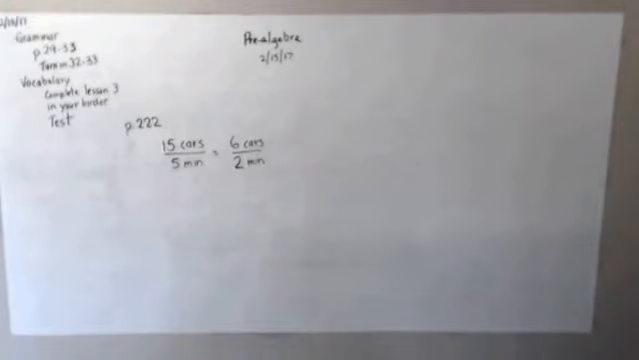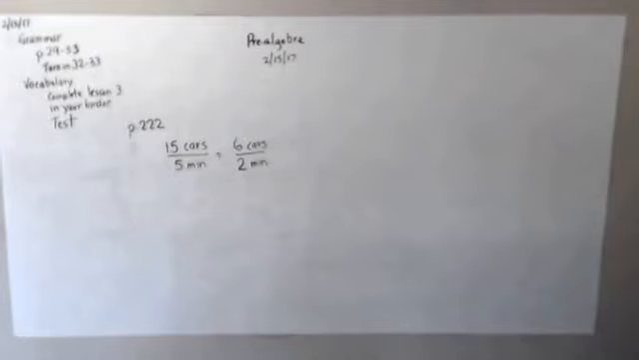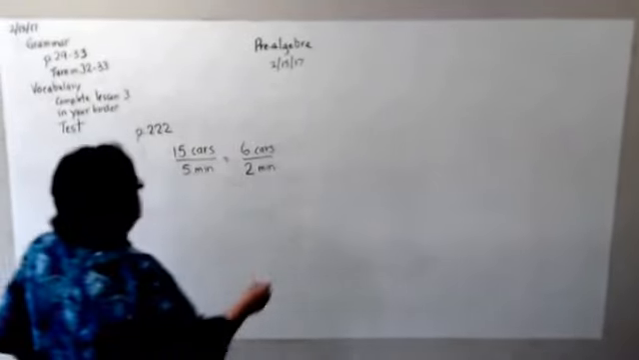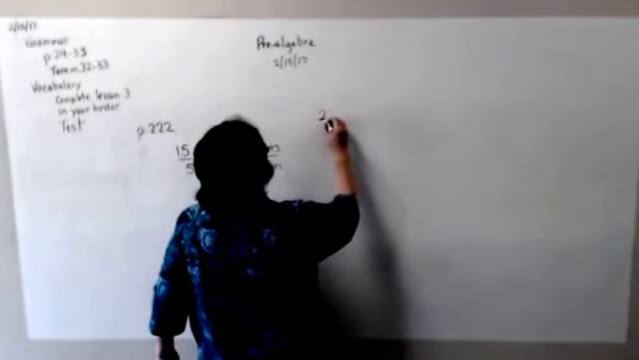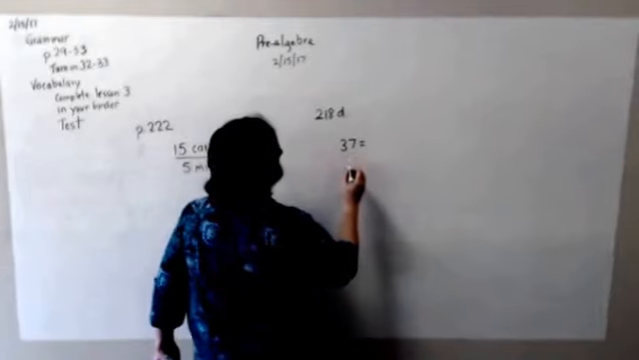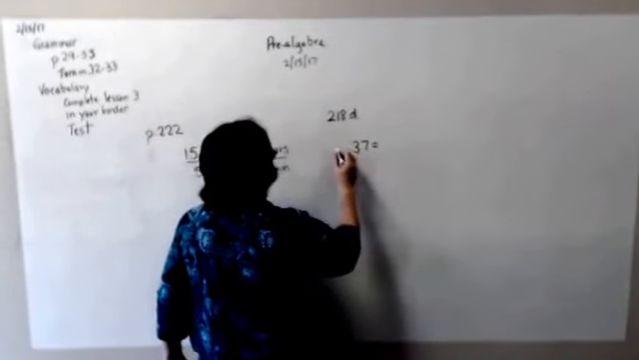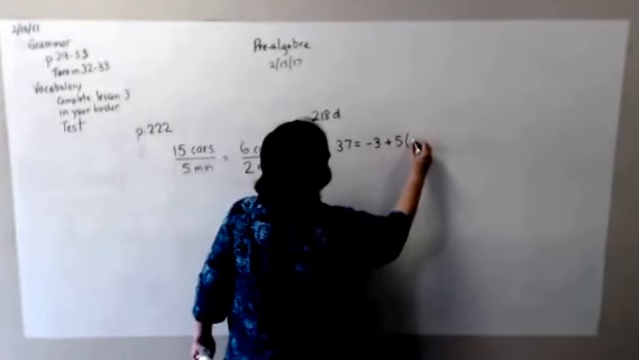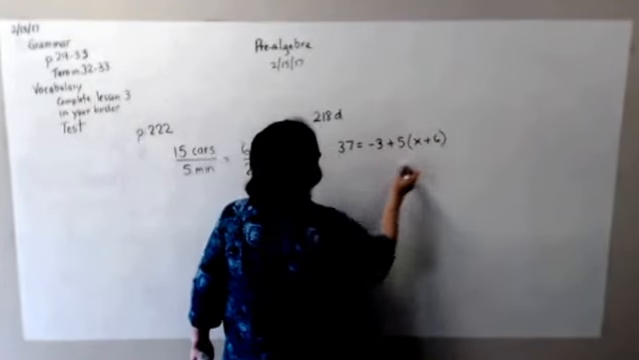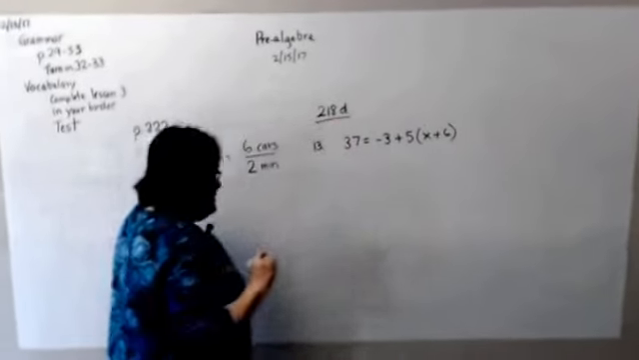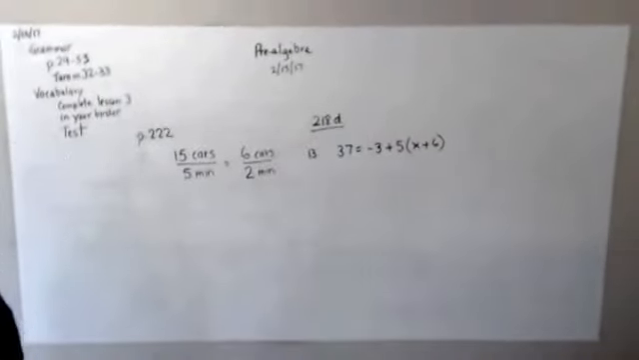I'm going to use that. Which number? 13 and 14. 37 equals -3 plus 5, parentheses, x plus 6, and then close them. This is 218D, and this is number 13 on page 218D. Is everybody on that page?